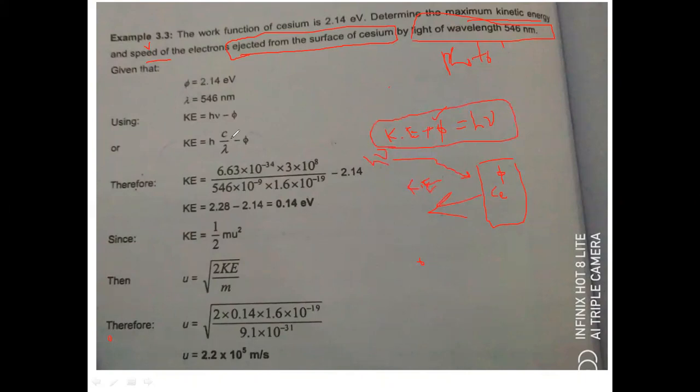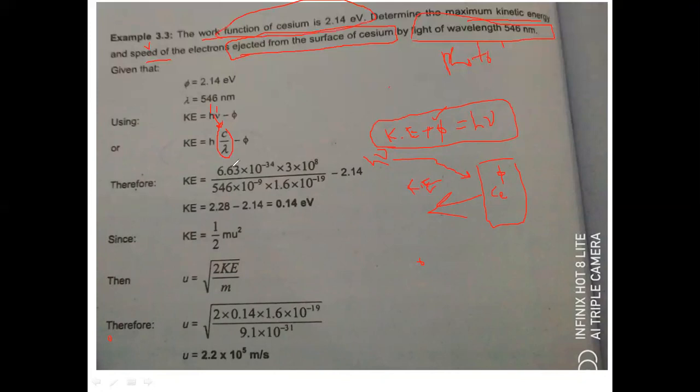Okay, so h mu is given. h is Planck's constant, and this is the frequency. So converting this h mu into h c by lambda in the form of lambda, f is equal to c by lambda. So h c by lambda minus phi. Phi is given, okay, the work function of the cesium.